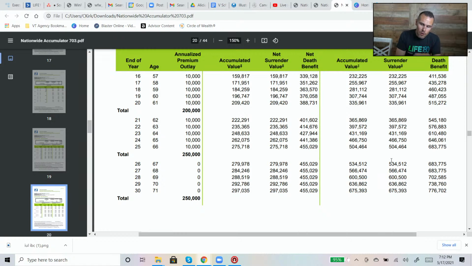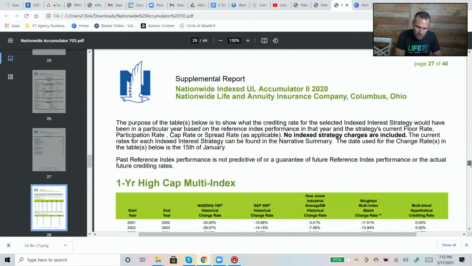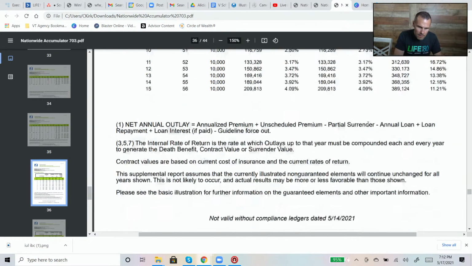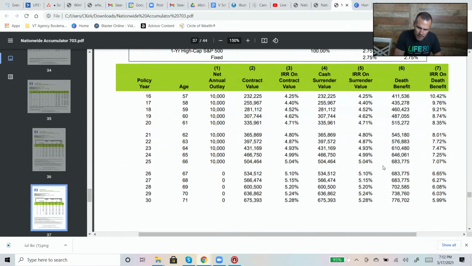A, they're never going to perform at that 7.03%. It's just not going to happen. And I think I had an internal rate of return. Let me see here. IRR. Yep. So I have the internal rate of return here, and you can see by year 25, the internal rate of return on surrender value is 5%, 5.04%.